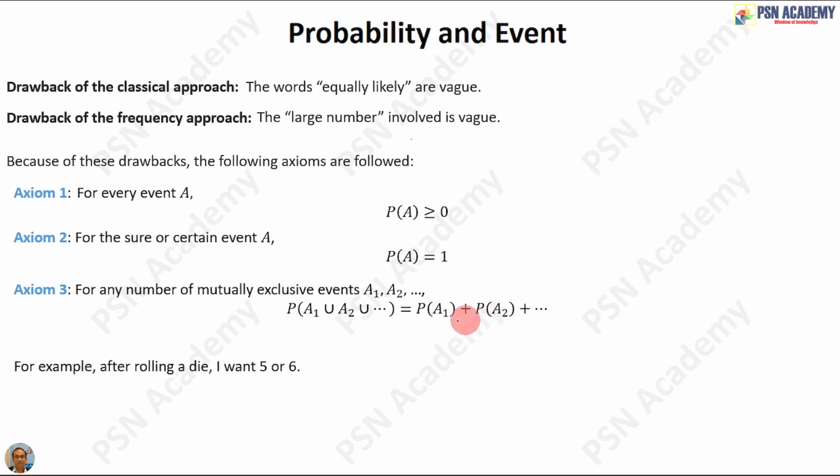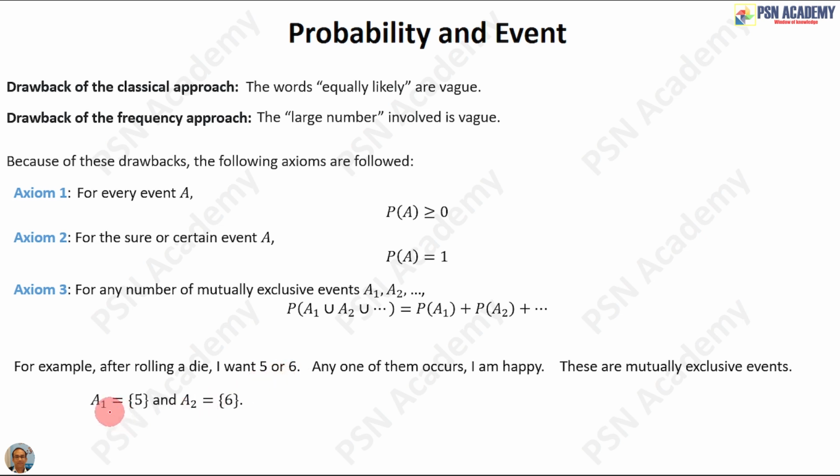Let us see through an example for this axiom 3. After rolling a die, I want 5 or 6. That means any one of these 5 and 6 will make me happy. Now these events regarding the 5 and 6 are mutually exclusive events. That means if 5 comes, then 6 cannot come, or if 6 comes, then 5 cannot come, right? So A1 is my event that is 5 and A2 is another event that is 6, and these two are mutually exclusive events. So probability of 5 union 6 will be equal to probability of 5 plus probability of 6.